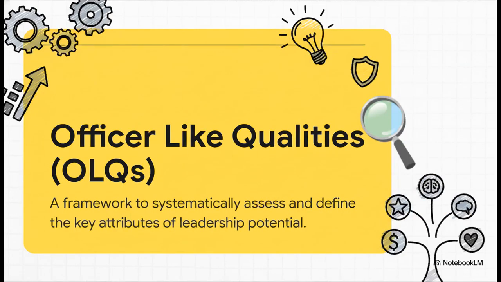The tool we're going to use for this is called Officer-like Qualities, or OLQs for short. Now, this isn't just some feel-good list of positive traits. It's a comprehensive model, and it's designed to systematically assess the core attributes of leadership. So let's get into how it all works.